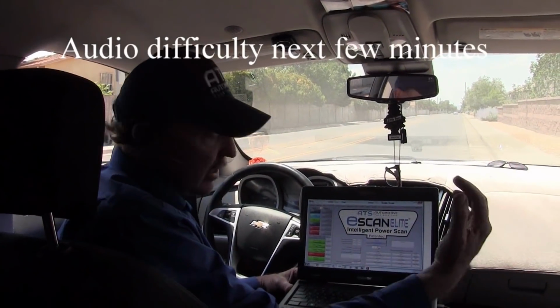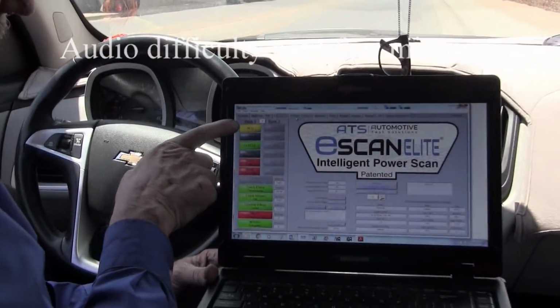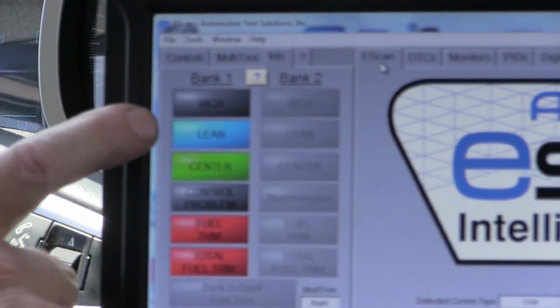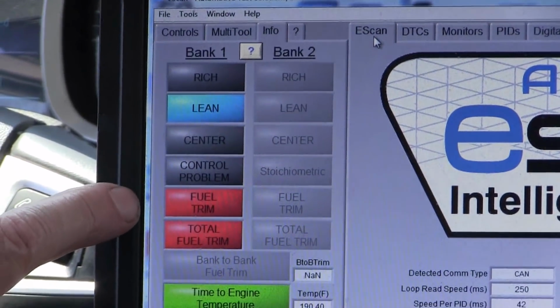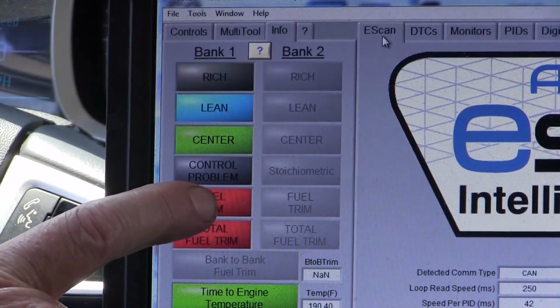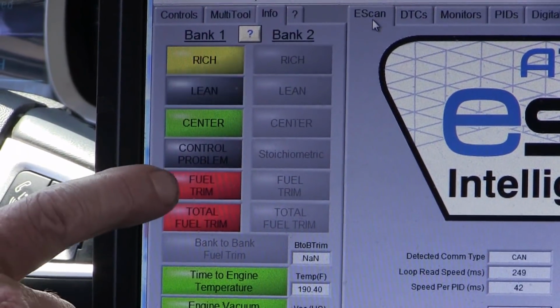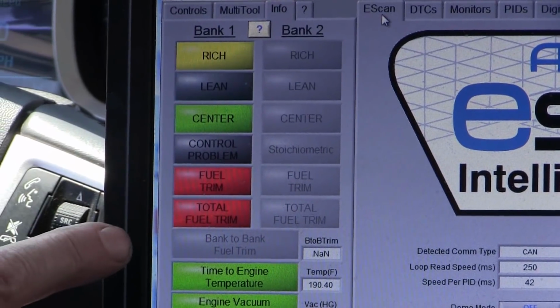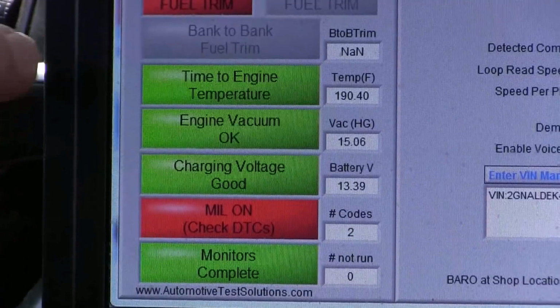Now we have our eSCAN connected to the car. Let's take a look at some of the data. We can see that we're rich and lean, so that means we have fuel control. We're at a centered fuel, but our long-term trim is red, which means we have way too much trim, and our total trim is red. So we have too much trim on the vehicle. Now our vacuum is okay, charge is okay, and we've warmed up in time.